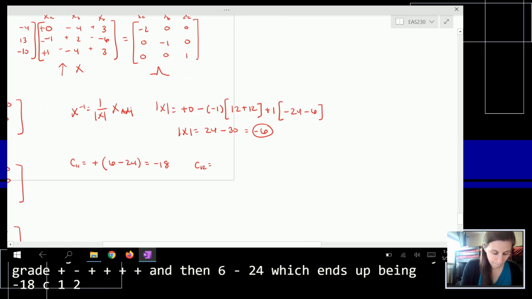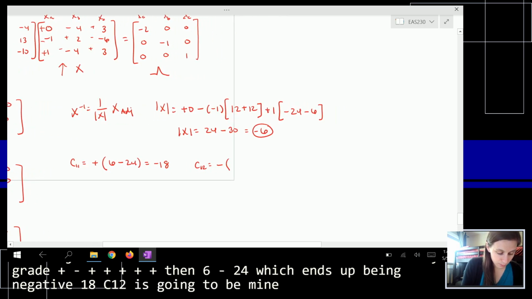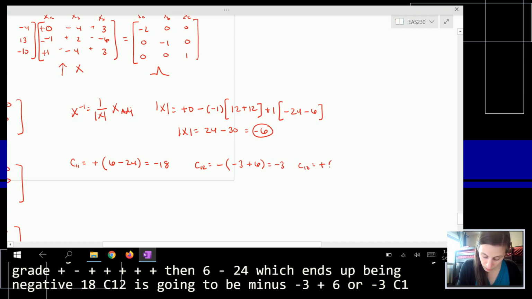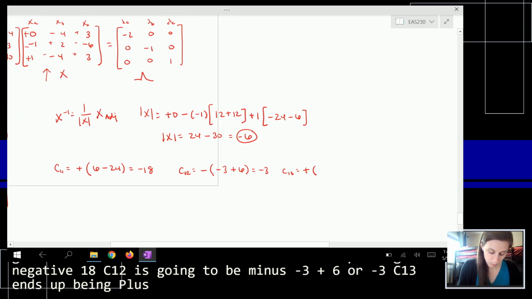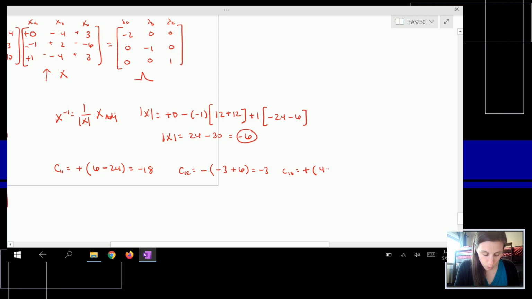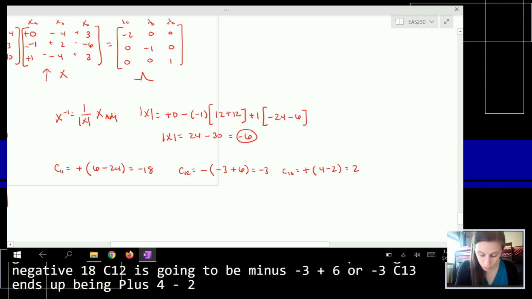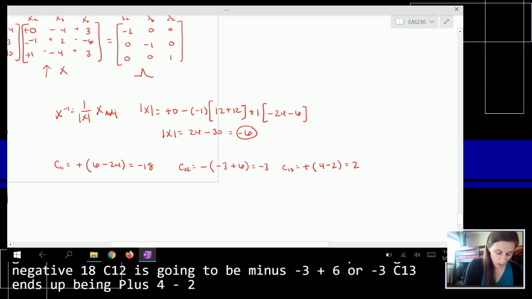C12 is going to be minus negative 3 plus 6, or negative 3. C13 ends up being plus 4 minus 2, or 2. C21 ends up being minus negative 12 plus 12.